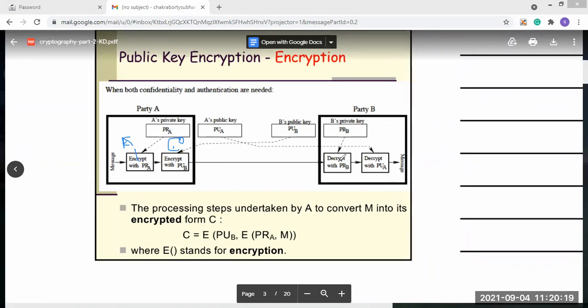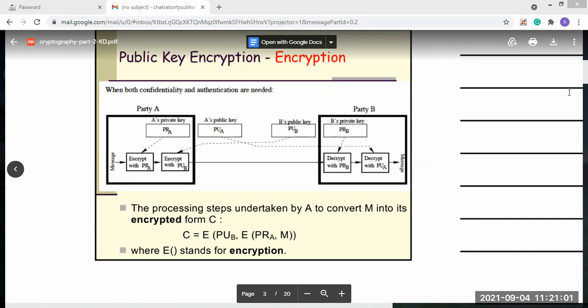Then party B will decrypt the message using the private key of B. That means first the confidentiality is handled, the message is decrypted, and then it is decrypted again using the public key of A. That means this is the authentication process. So this is done when confidentiality and authentication are needed at the same time.